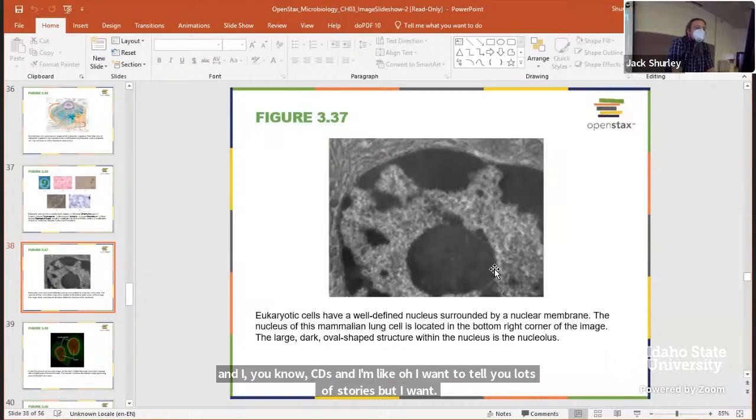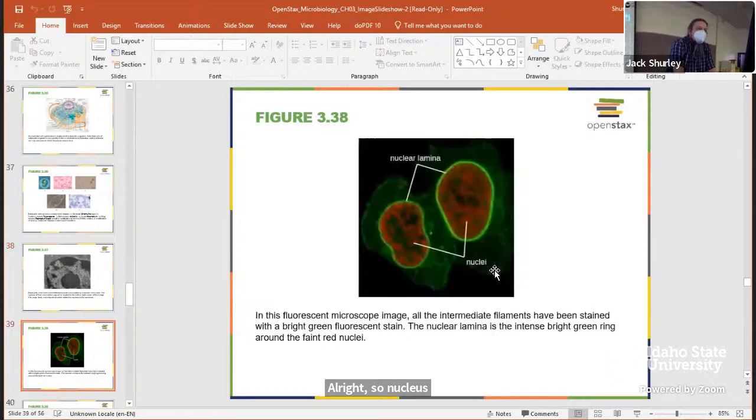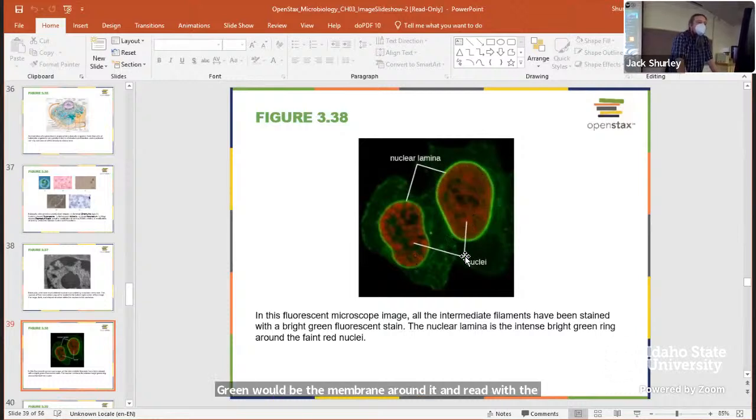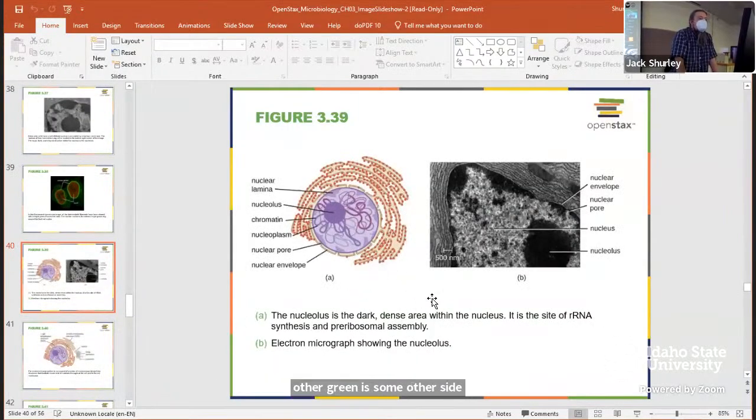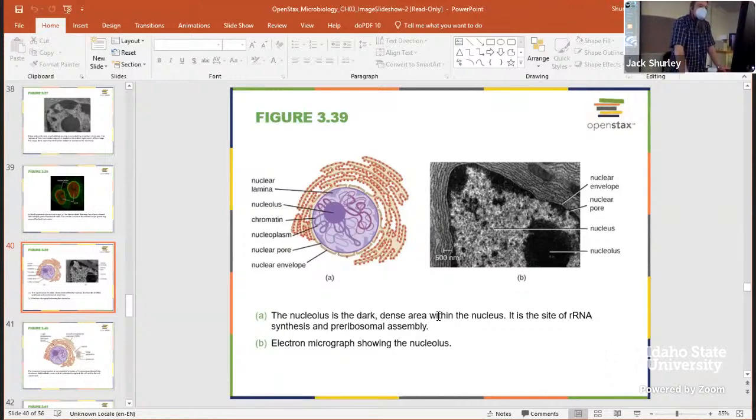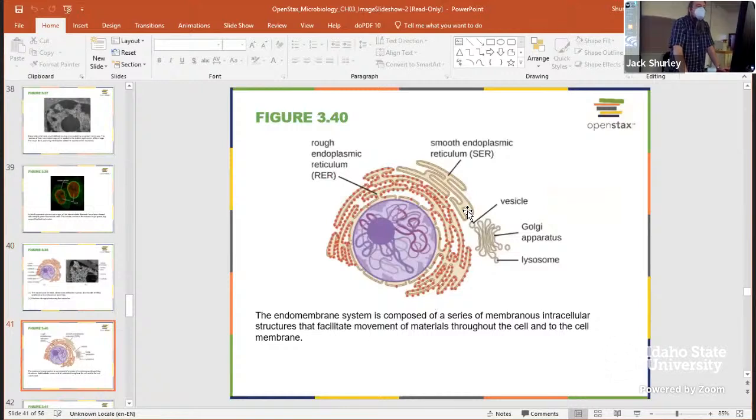So the nucleus is often the first thing you see, very well defined, and we could stain it and see it. Green would be the membrane around it, and red would be the nucleic acids that are staining. So a very nice definition of that, and 2 cells side by side. This other green is some other protein in there, cytoskeleton. We went through and talked about some of these details with the endoplasmic reticula and the membranes, all of this stuff I know we've focused on. It's just trying to reiterate that as we move through.